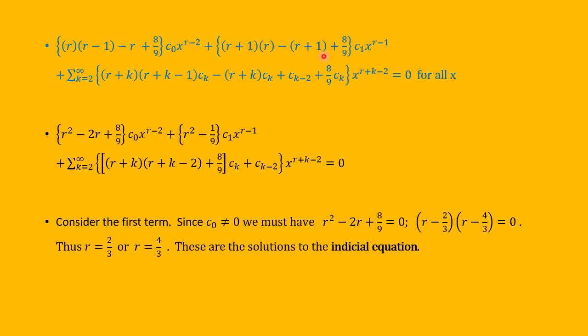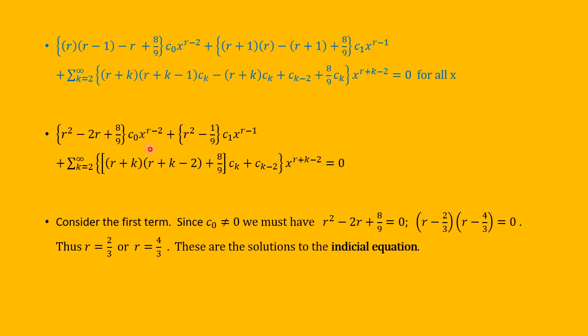Then if we move on to this one, that can be simplified also with just a little bit of algebra to r squared minus 1/9 times c1 x to the r minus 1. Then on this sum that we have here, we have two things in here if you look carefully. We have some c sub k terms, and we also have a c sub k minus 2 term here. We have one term of c sub k minus 2. All these other terms involve c sub k.